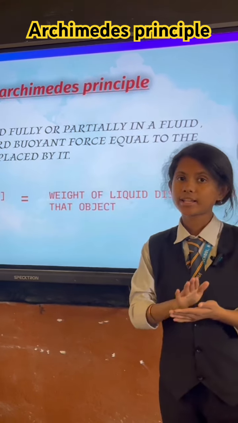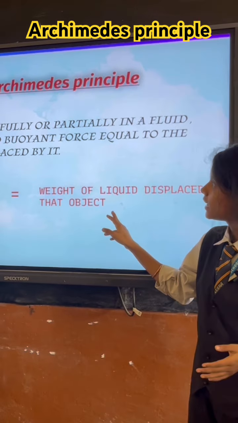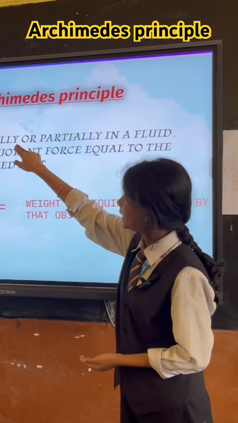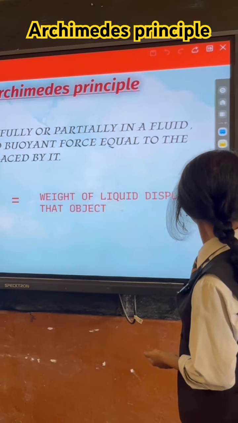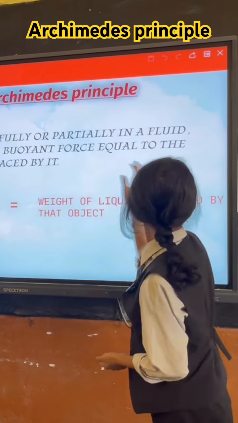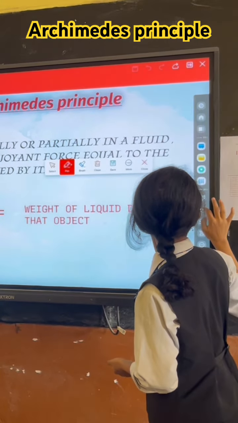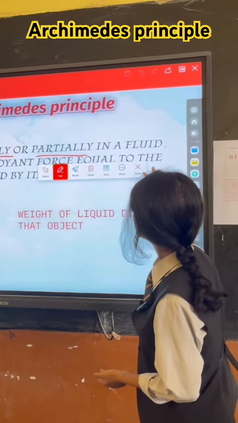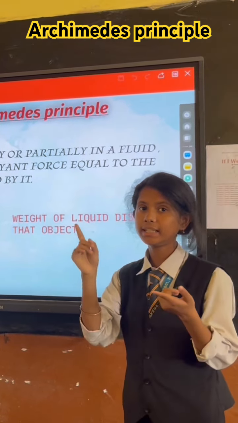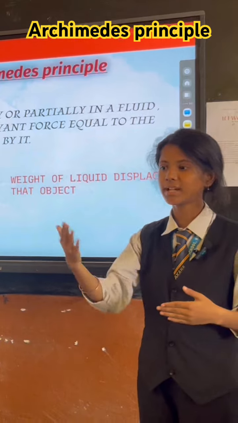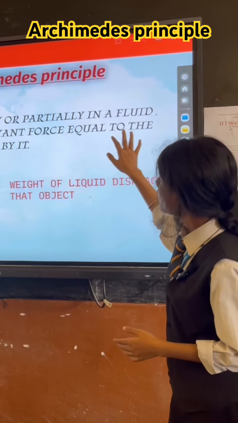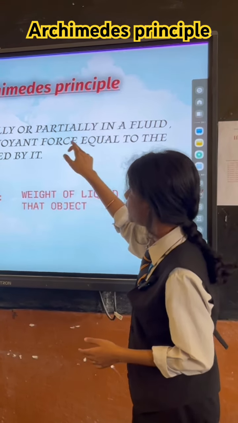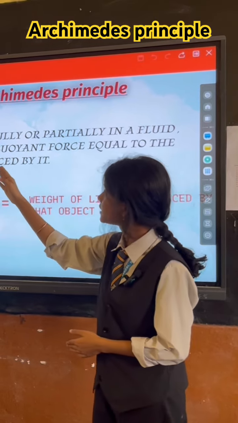Let me tell you all what actually Archimedes principle is. So, according to Mr. Archimedes, he said that when a body or an object is immersed fully or partially in a fluid, a fluid can be liquid or gas. Here, for a better understanding, we are taking water, that is liquid. The object experiences an upward buoyant force that is equal to the weight of the fluid displaced by it.